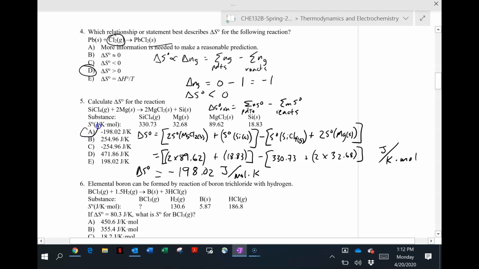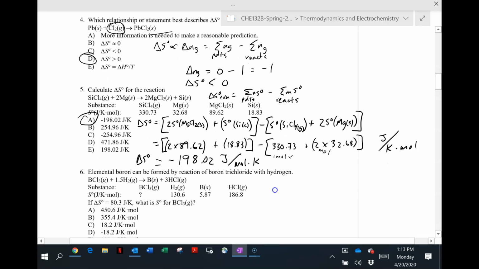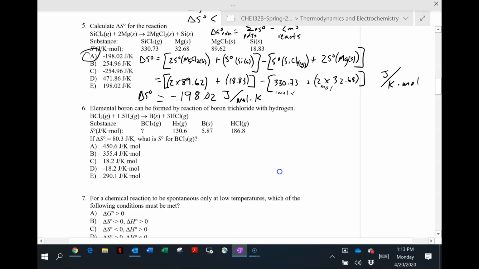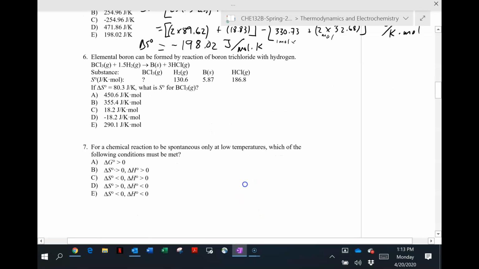So that's answer A. Their logic of leaving moles out there is that we multiplied every one of these by moles, and this would be 1 mole times. So their logic is we cancel the moles out that way. But that's the value we get for that. I'm going to skip 6, which is a similar problem.